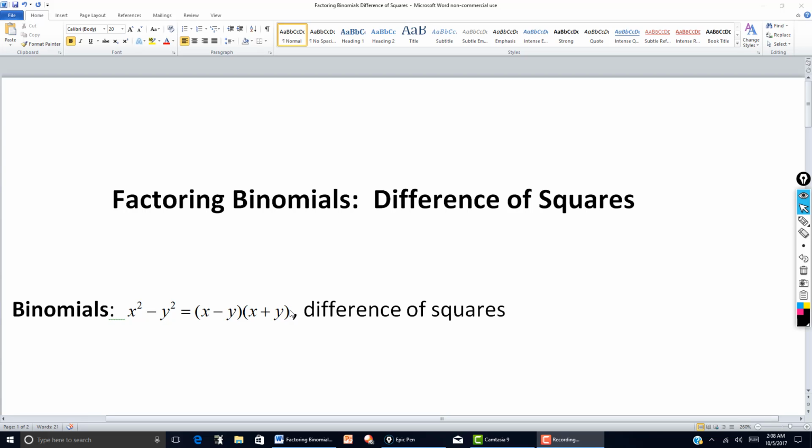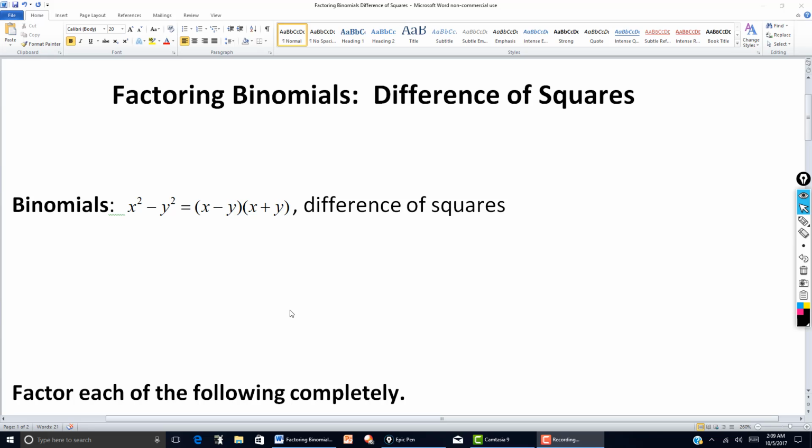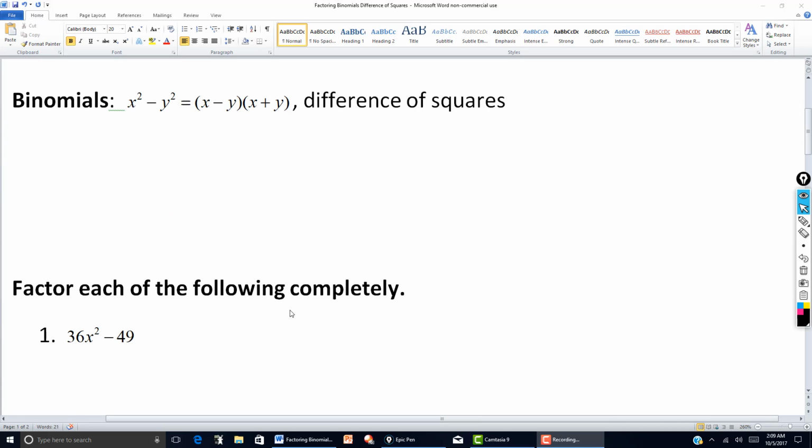So that's what the formula tells you. Whenever you're factoring the difference of two squares, one factor will be the difference of the square roots and the other factor will be the sum of the square roots. So let's look at some examples.